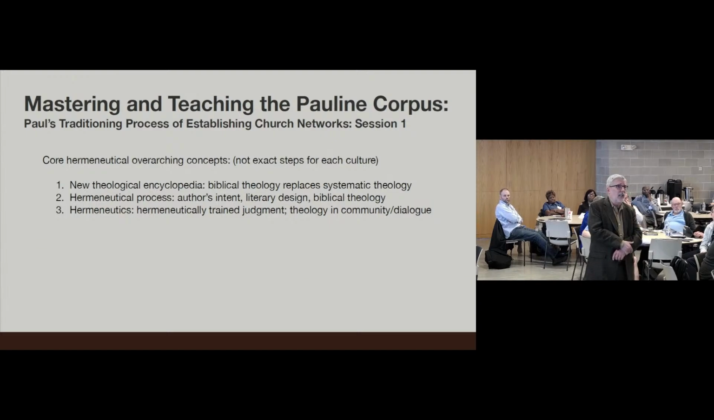And then theology in community and in dialogue. And so you become a hermeneutical community. You don't have one expert scientist that's mastered Western academic hermeneutics who gives all the answers to people. It's done in community, in dialogue. So you have to have an apostolic team. You have to have senior elders that can develop a hermeneutically trained judgment.